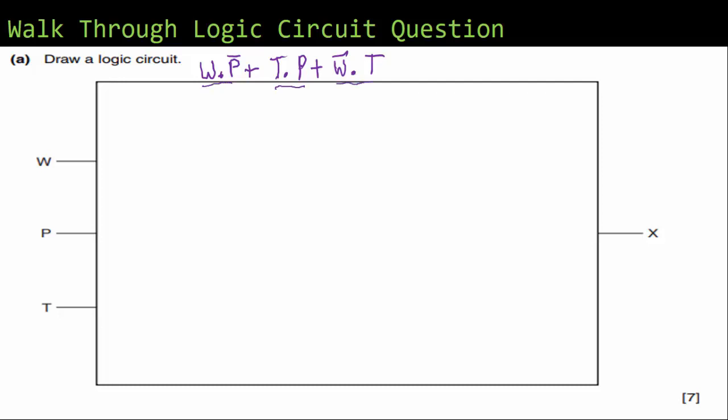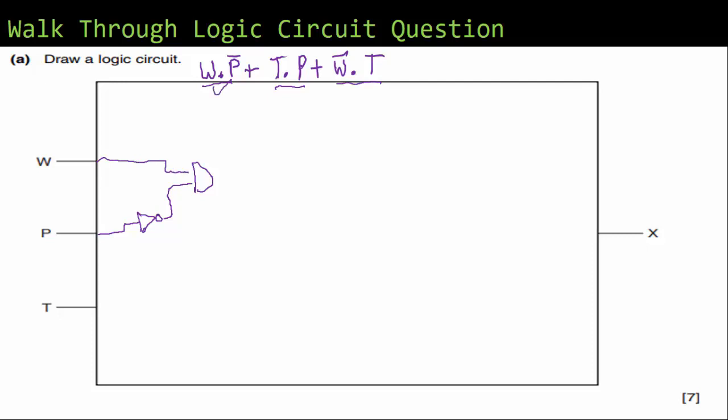So we're going to deal with these 3 first, and then we're going to OR the results together. So we have W and not P. So I'm going to have an AND gate. I'm going to have not P. So I'm going to go ahead and draw my NOT gate. I'm going to put that little circle on the end, and I'm going to put P into here, and then I'm going to AND it with W. And just like that, we are 1/3 of the way done. We just took care of this.